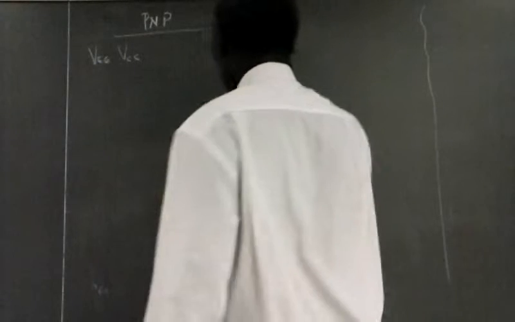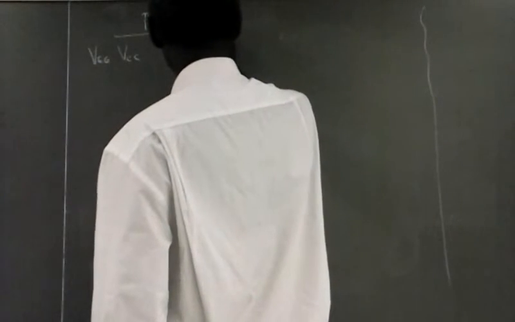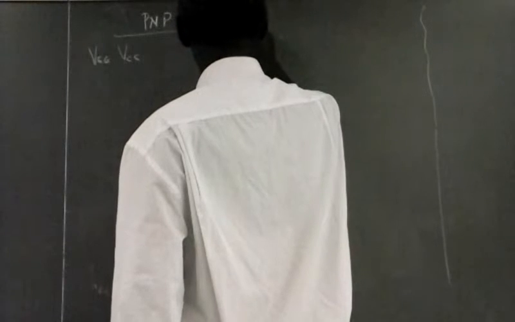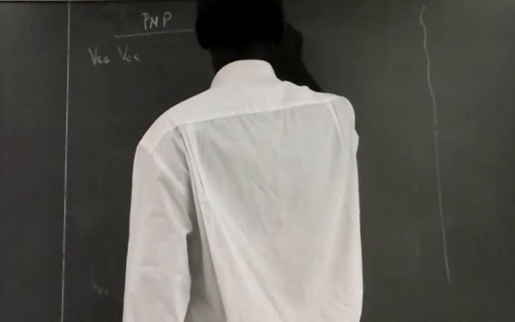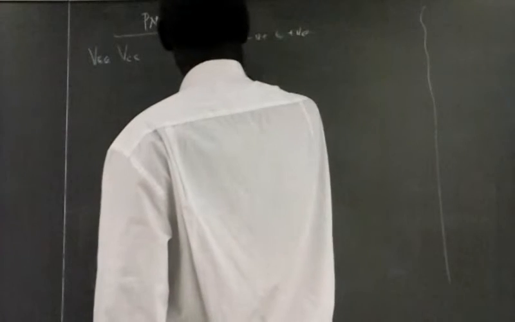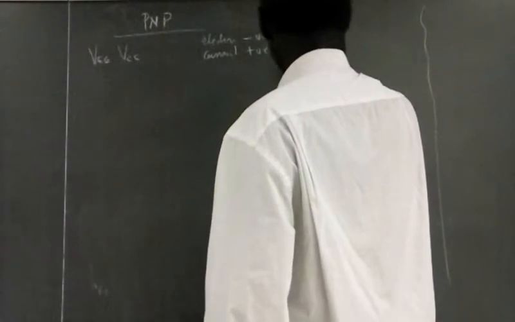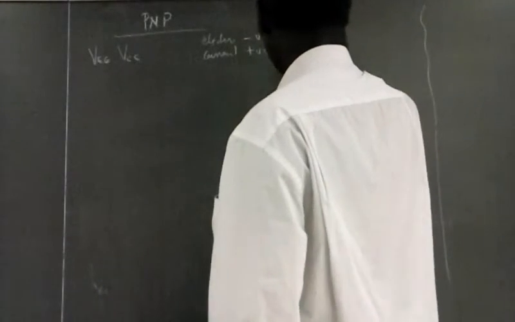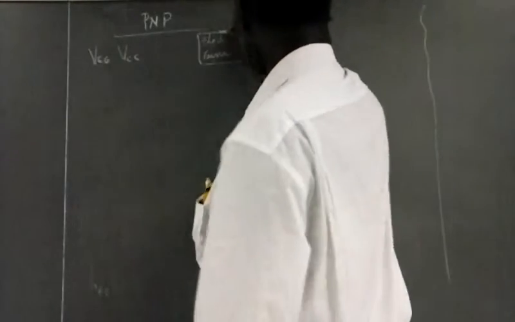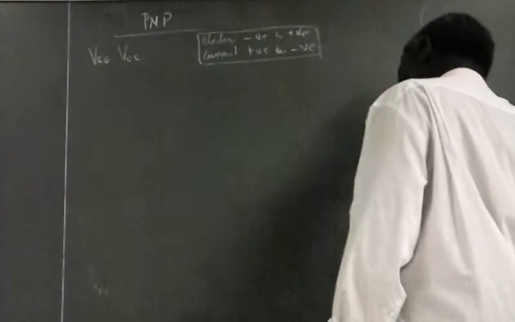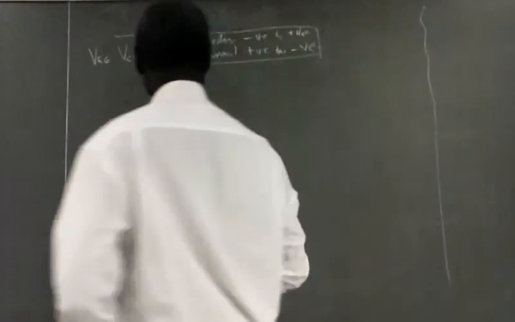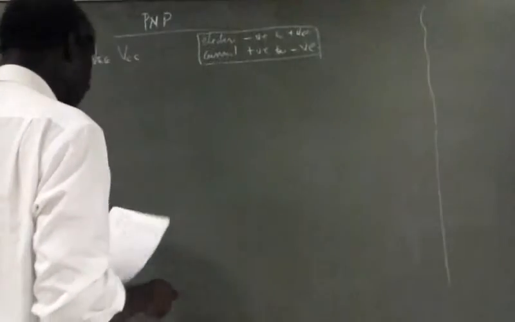But note in all cases, whether it be the NPN or the PNP, that electrons go from negative to positive, and current flows from positive to negative. This is all the time. Electrons flow from negative to positive, and current flows from positive to negative. All right, so we're going to draw basically the PNP circuit.